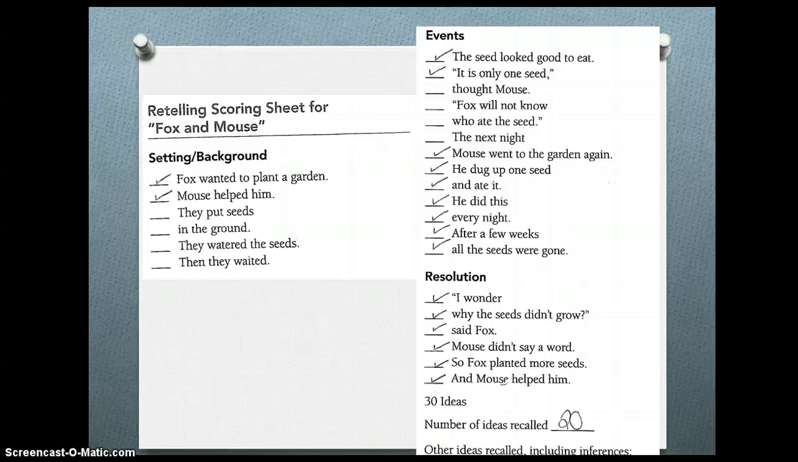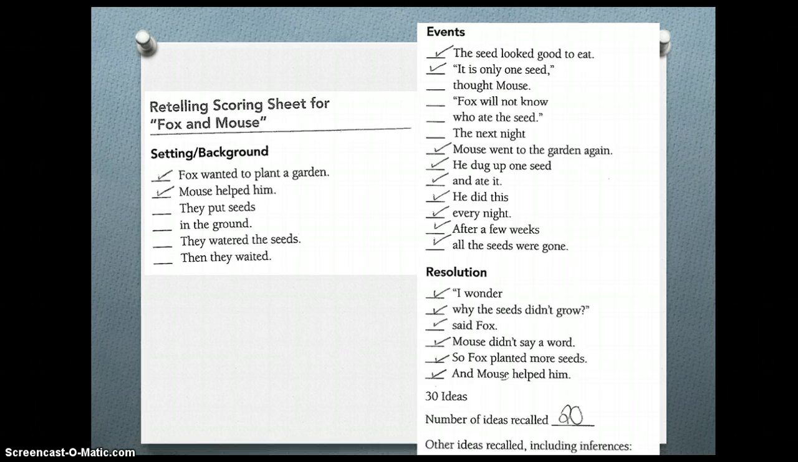So here you see that I chose not to do that, and I just put the check marks by the ideas recalled. There were 30 ideas in total. The student recalled 20, which was a good amount. Most of them came actually from the resolution piece and then from the ideas. So she recalled 66% of the ideas. Again, if I wanted to get fancy, I could have numbered these in the order retold, or I could next to each statement indicate if it's very important with a 1 or not as important with a 3, and then see overall what percentage of those most important ideas did she recall.